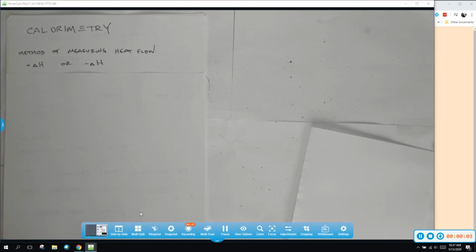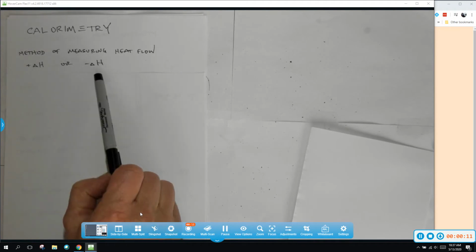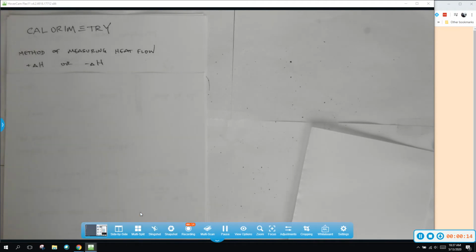Well, greetings folks. Today we're here to talk about calorimetry. Calorimetry is a method of measuring heat flow, and whether something gains heat or loses heat can be determined through the process of calorimetry. Make sure that you have a notebook, pencil, and a calculator handy for today.